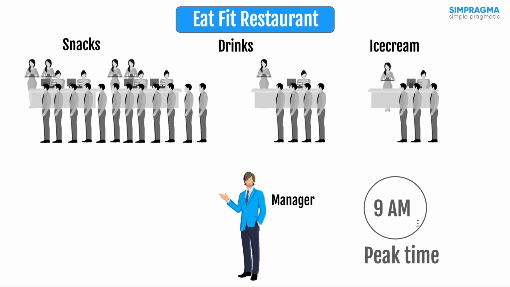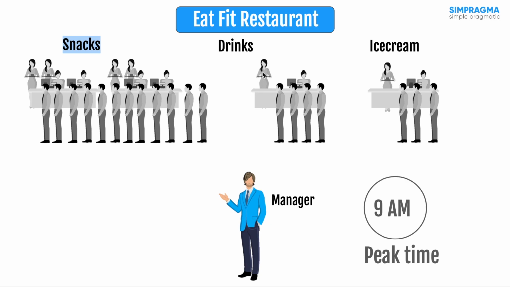Say at 9 a.m. is the peak time and there is lot of customers waiting at different counters, and you see the snacks counter has many more customers now. The drinks and ice cream counter have more customers than earlier. So the manager allocates even more staff at the snacks counter. So if you see, there are 4 people to serve and 4 people to bill.